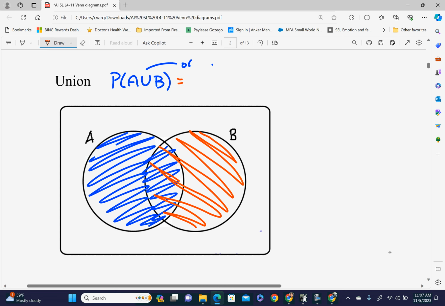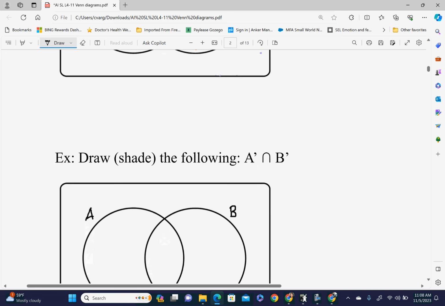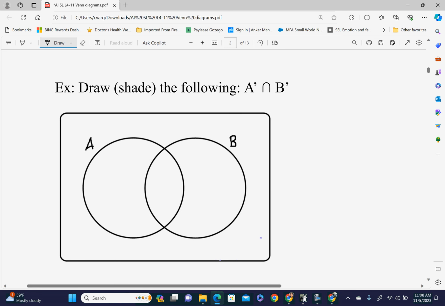To refresh your memory about what we did last time, if I asked you what is the probability of A or B, and this is in your formula booklet, that is the probability of A plus the probability of B minus the people who are double counted. You can see them here, visually, there's blue and orange here. So minus the probability of A and B, okay? So that is union. We did this last time, so I just wanted to give you the visual for it. All right. So now we're going to do something that says draw or shade the following. So A, even though we want to call it prime, we're going to call this not A and not B.